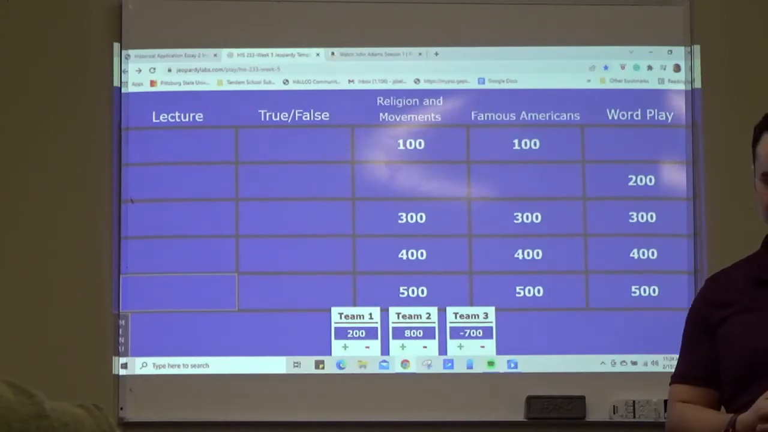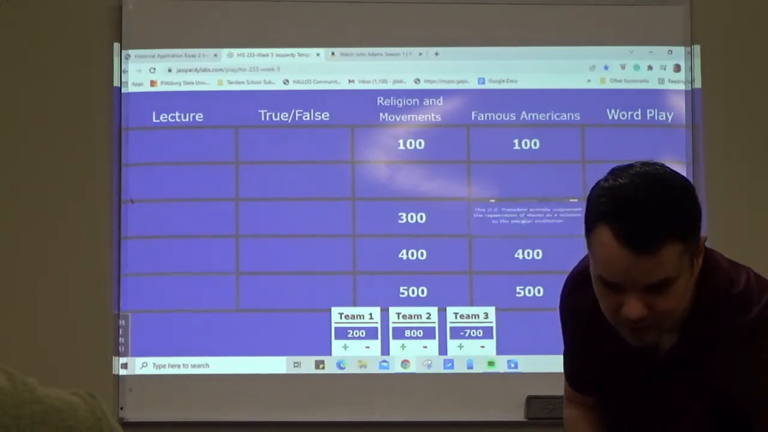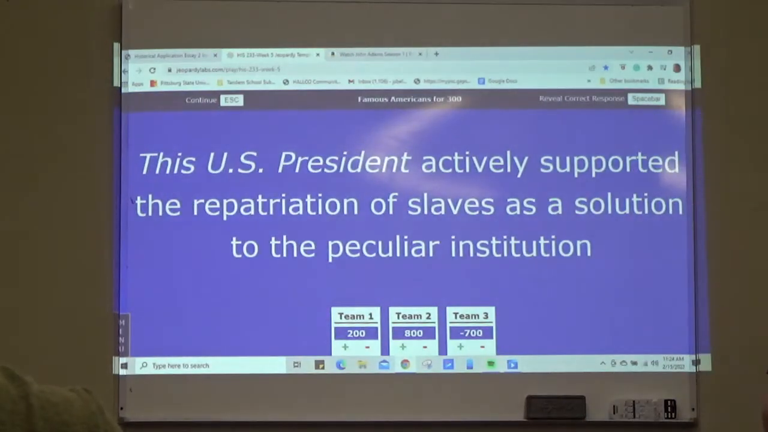Famous Americans 300. This U.S. president actively supported the repatriation of slaves as a solution to a particular institution. If you're wondering what that means, repatriation means sending some of the slaves back to their homeland.